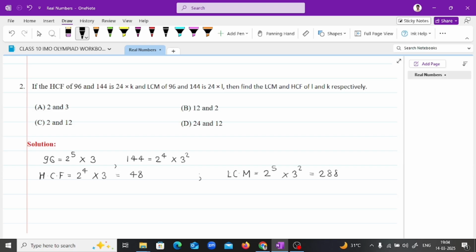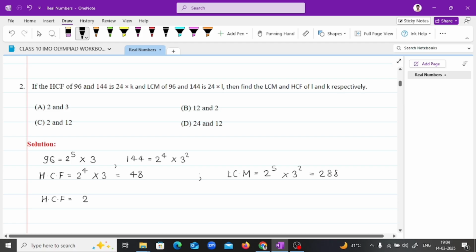So from the given, we can easily write HCF is equal to 24 into K is equal to 48, right? Which implies that if we divide 48 by 24, we will get K is equal to 48 divided by 24, which means 2.